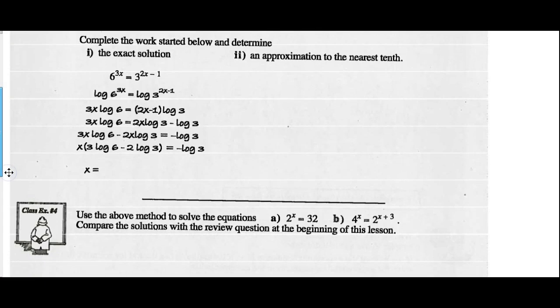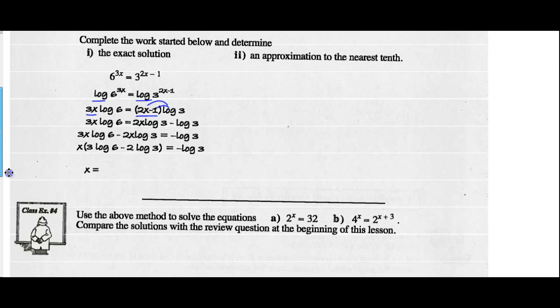So the exact solution for 6 to the 3x equals 3 to the 2x minus 1. We're told that if I take the common log of both sides of this equation, I can now solve the equation. And it's still equal. So my rule says I bring the exponent 3x out in front and the exponent 2x minus 1 out in front multiplied by the logarithm. So 3x times log 6, great. Use the distributive property and go 2x times log 3 and negative 1 times log 3.